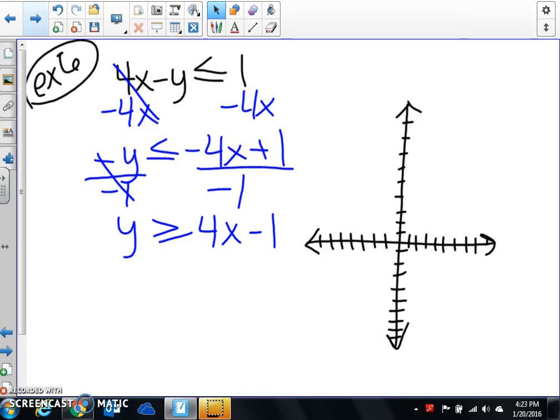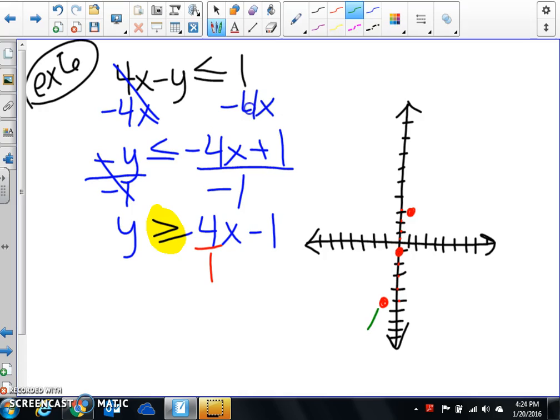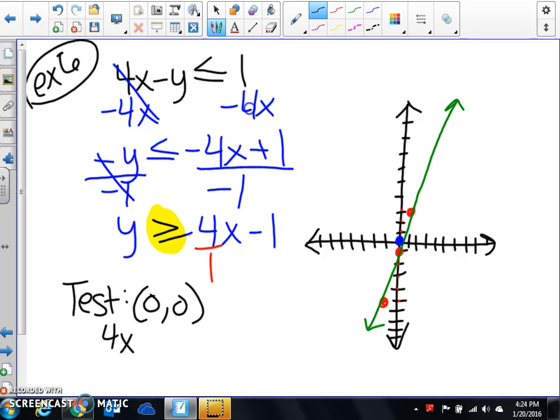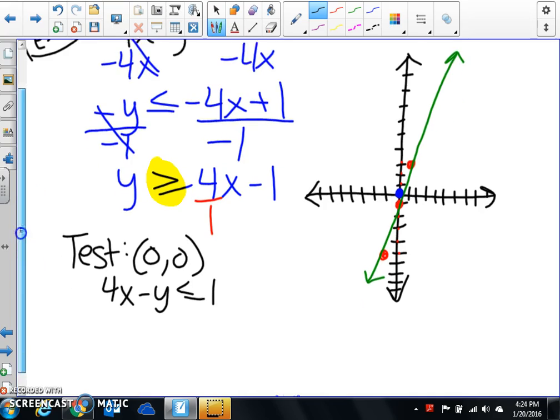Okay. So my y-intercept is negative 1. My slope is 4 over 1. So I go up 4, 1, 2, 3, 4, over 1, and down 4, 1, 2, 3, 4, over 1. It's got that equal sign on there, so it's going to be a solid line. And now I need to take my test point, 0, 0, which is right there. So I'm going to test 0, 0. I start with my original inequality, and I plug in 0, 0.